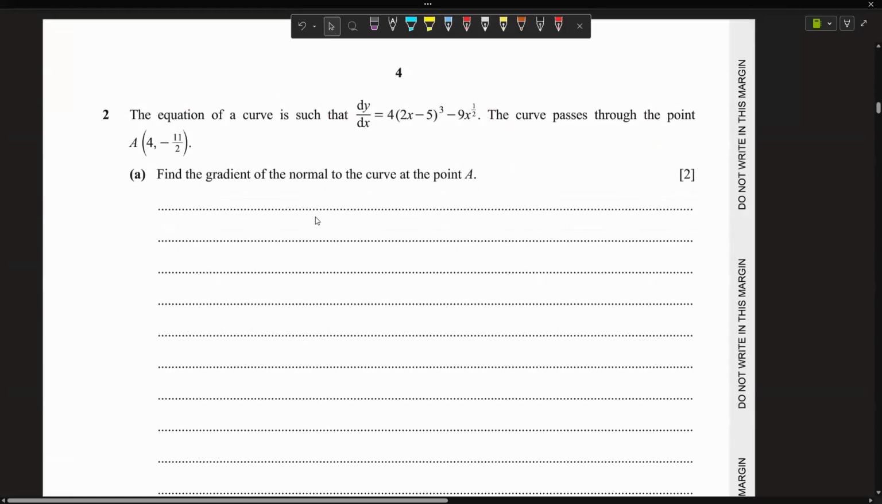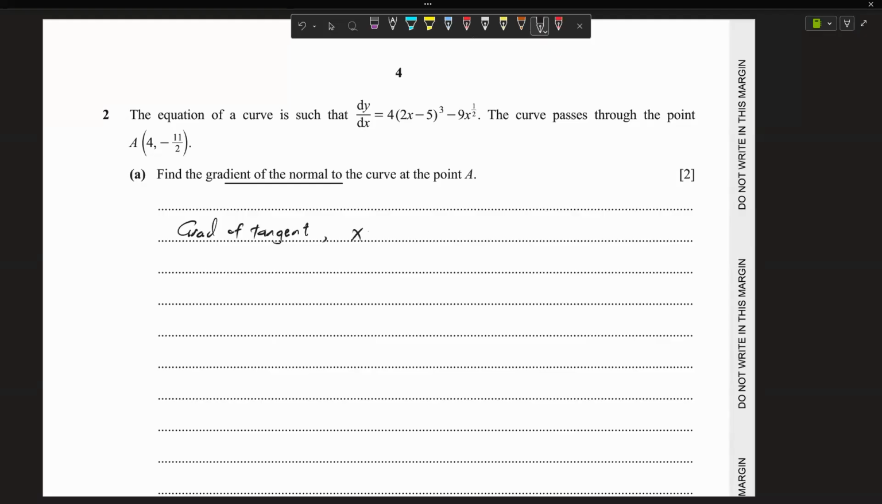Now we're on question number 2, and it says the equation of a curve is such that dy by dx is equal to that. The curve passes through the point A of coordinates 4 and negative 11 over 2. Find the gradient of the normal to the curve at the point A. If we're going to find the gradient of the normal, we first have to find the gradient of the tangent.